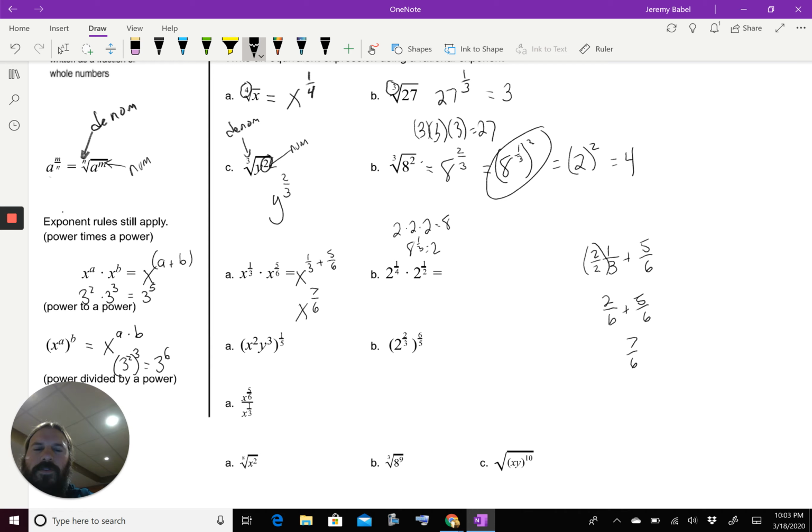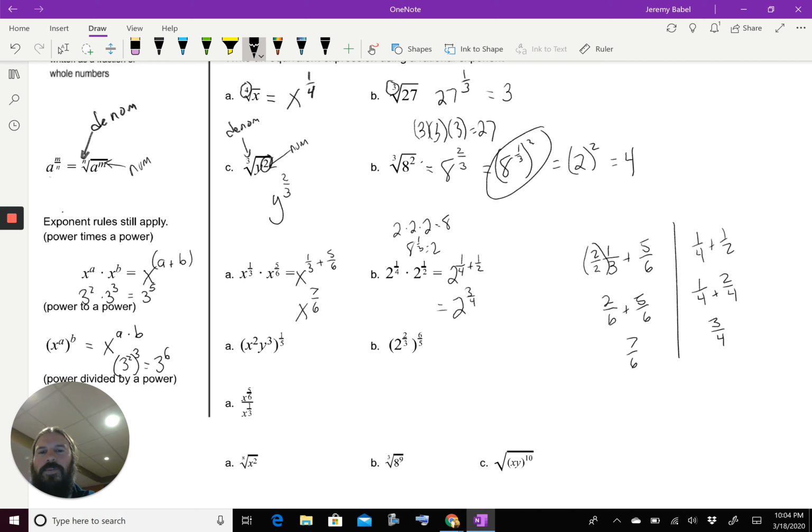And here we would have 2 to the 1/4 times 2 to the 1/2. So that would be 2 to the 1/4 plus 1/2. Do a little work on the side. 1/4 plus 1/2. So that would be the same as 1/4 plus 2/4. And that's 3/4. And so our final answer would be 2 to the 3/4.